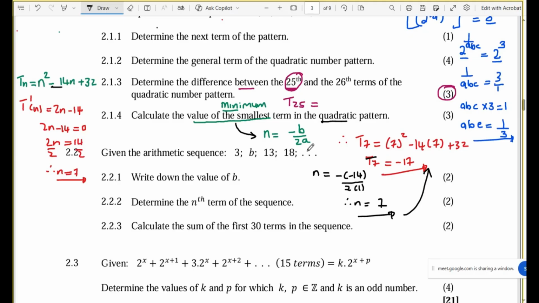Yes. 100%. The next question, 2.2.1, write down the values of b, and they say that this is an arithmetic sequence.